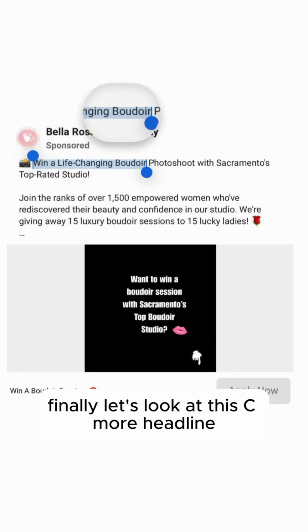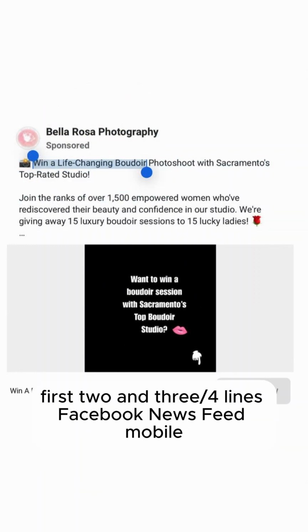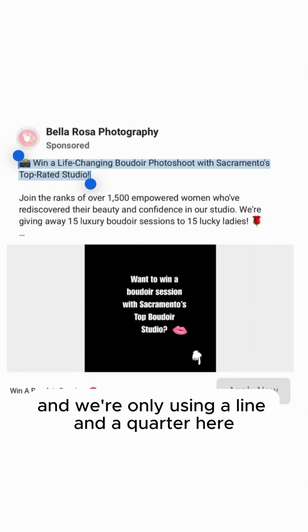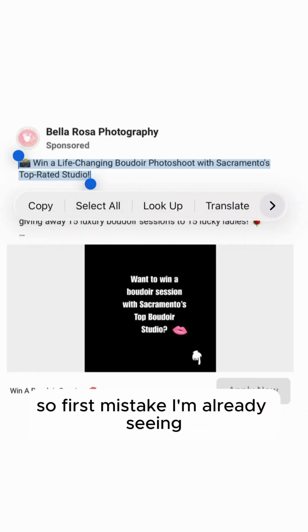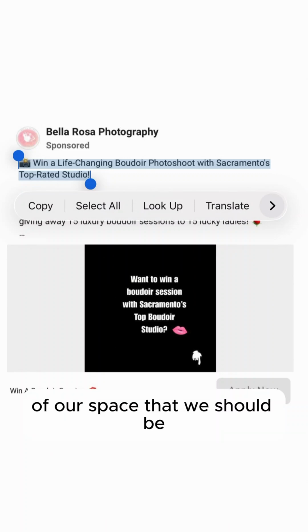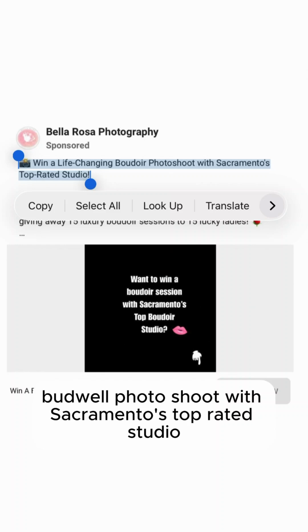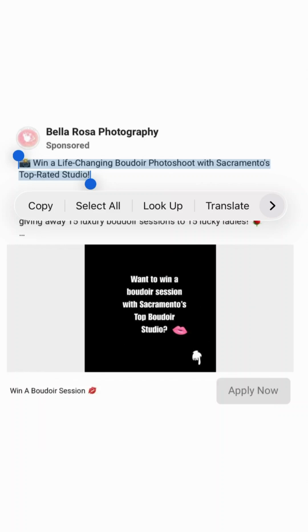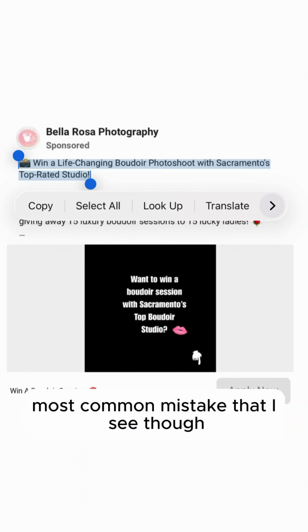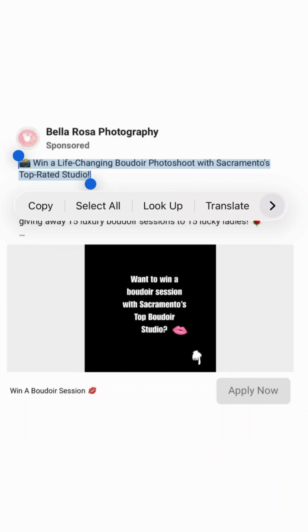Finally, let's look at this See More headline. First 2 3/4 lines, Facebook newsfeed mobile. And we're only using a line and a quarter here. So first mistake I'm already seeing, we're only using like half of our space that we should be. When a life-changing boudoir photo shoot with Sacramento's top-rated studio. All right, so we only got one contextual element here. So yeah, that's the lack of context mistake.